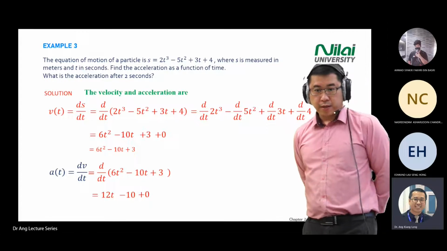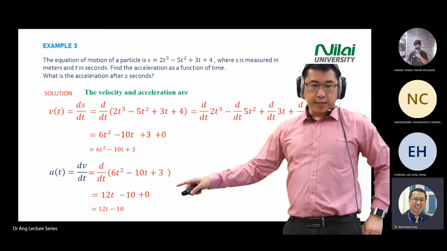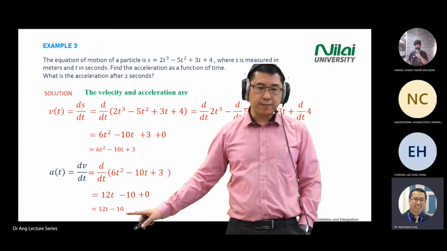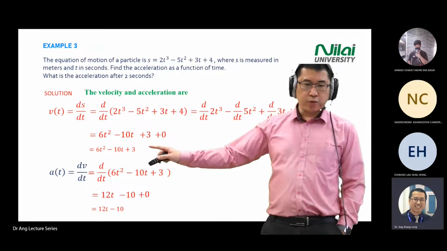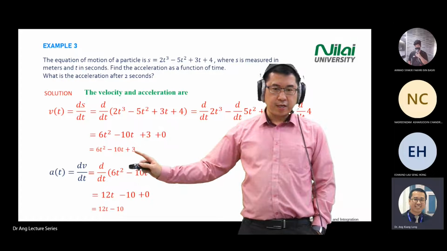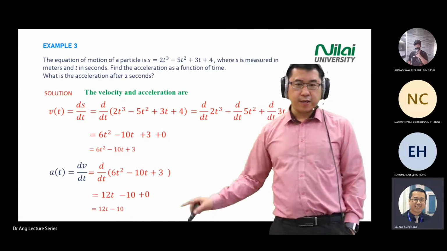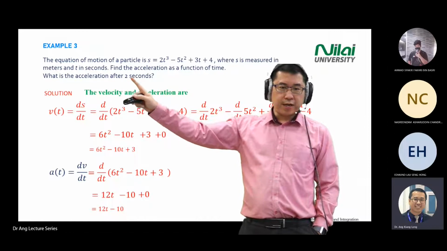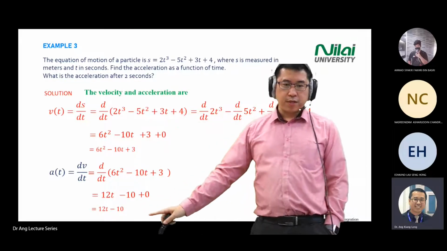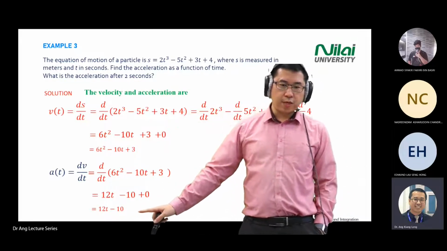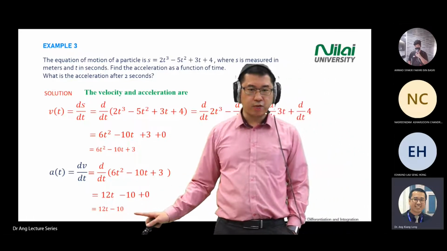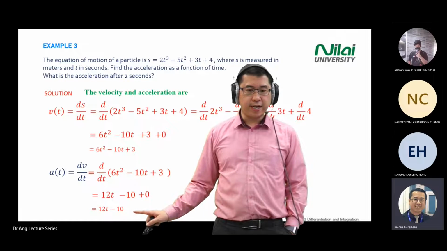Okay, so at the end, you arrive at the acceleration equation, 12t minus 10. So you have two equations here. One is for velocity, one is for acceleration. The question asks you what happens to acceleration after 2 seconds. So acceleration at t equal to, what do you think? Edmund, what do you think? Acceleration after 2 seconds? What is the value you get for acceleration after 2 seconds?